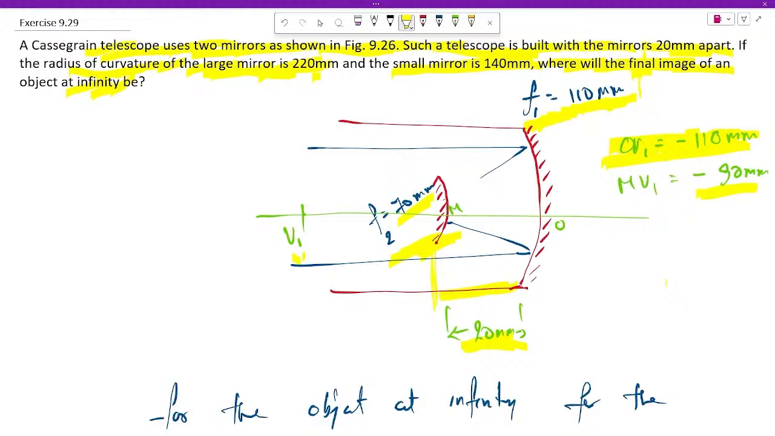So for this second mirror, we have to calculate the position of the final image, that is v. In this mirror formula, we have the value of f, and we know the value of u now, that is equal to minus 90 mm.